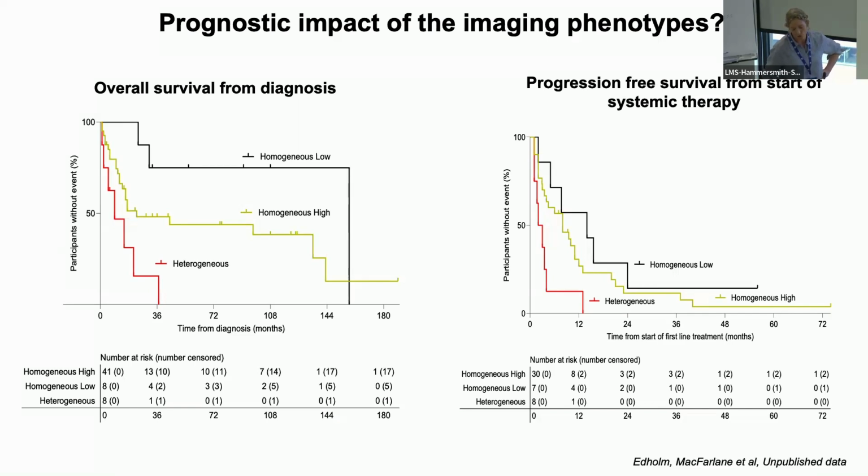disease. And we also then went on to look at progression-free survival from the start of systemic therapy, noting that across this whole cohort of patients, there were some who'd had mitotane treatment before they received imaging. But when we looked at progression-free survival from the start of systemic therapy, we still saw that patients in the heterogeneous imaging phenotype had a shorter progression-free survival.